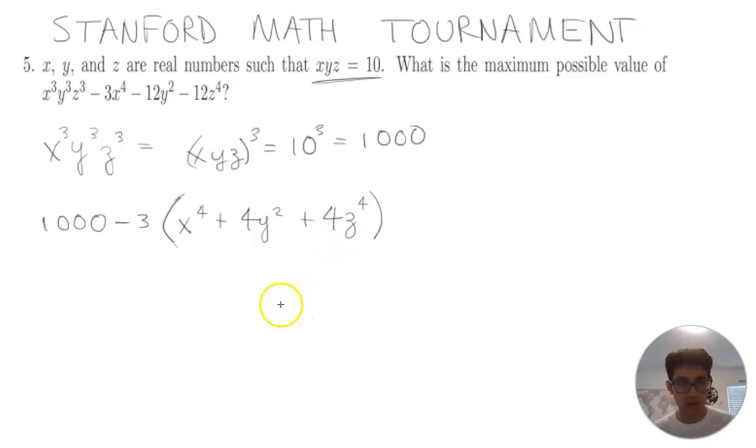Well, notice one thing. We have x to the fourth, that's an even power, y squared, that's another even power, z to the fourth is another even power. So maybe we can do something there. If it's an even power, the value will be greater than or equal to 0. However, none of them can actually be 0 because then xyz would be 0. So they're all strictly greater than 0.